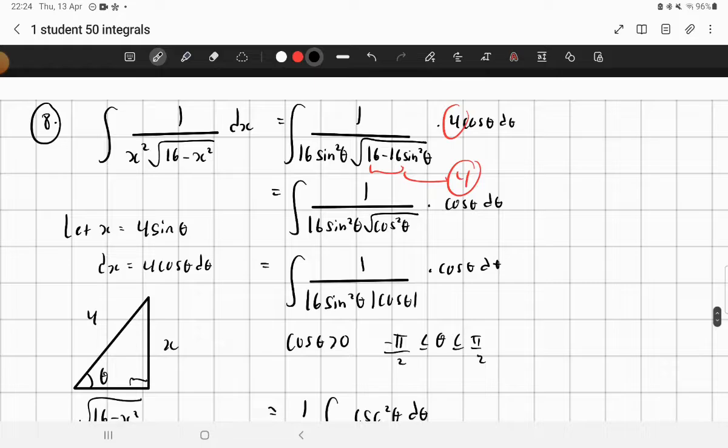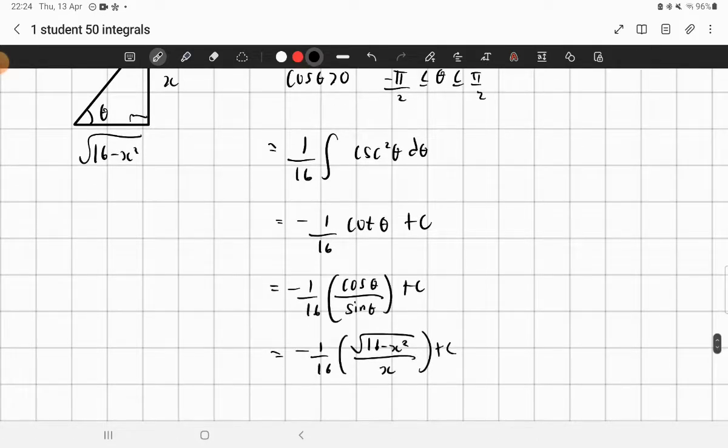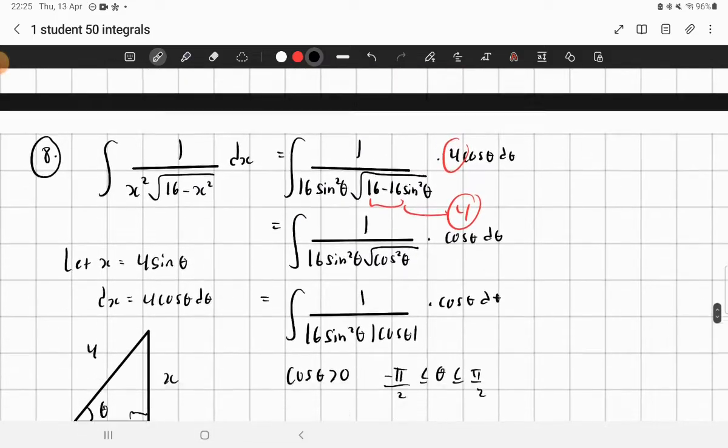Okay, so let me just check a bit. Oh, here it is. 1 over x squared, the square root of 16 minus x squared. All right. So yeah, that'll be your answer. Yeah, correct. Okay, so let's move forward to question 9.